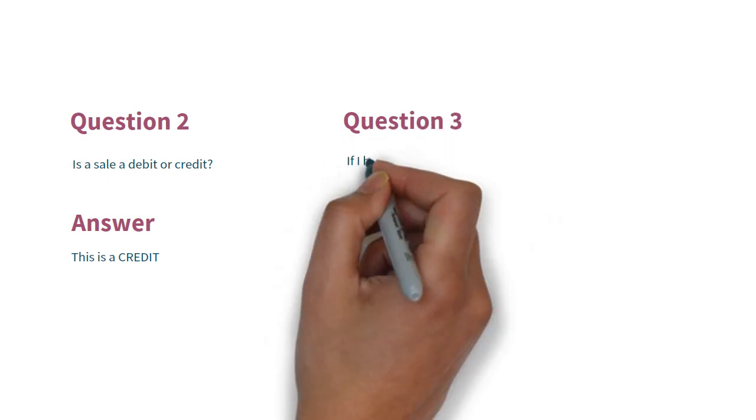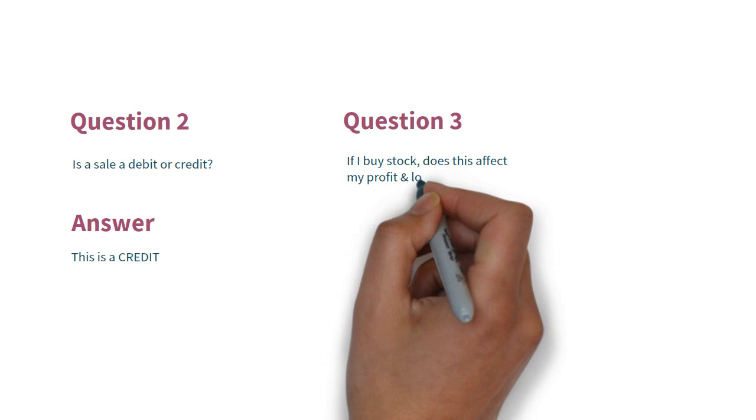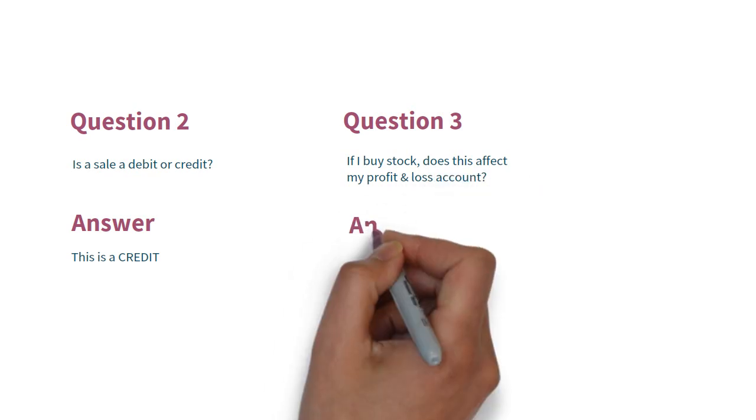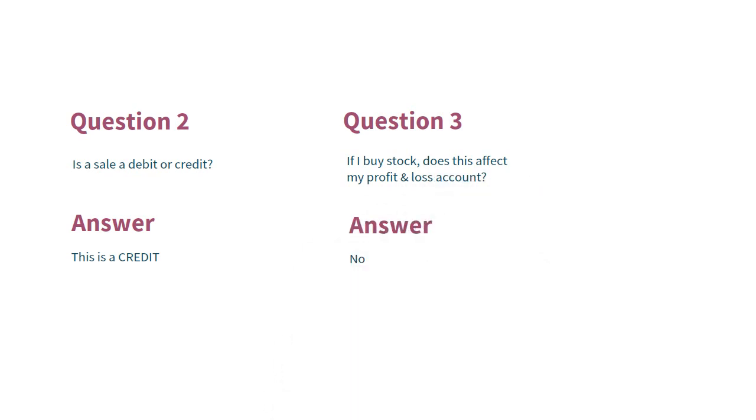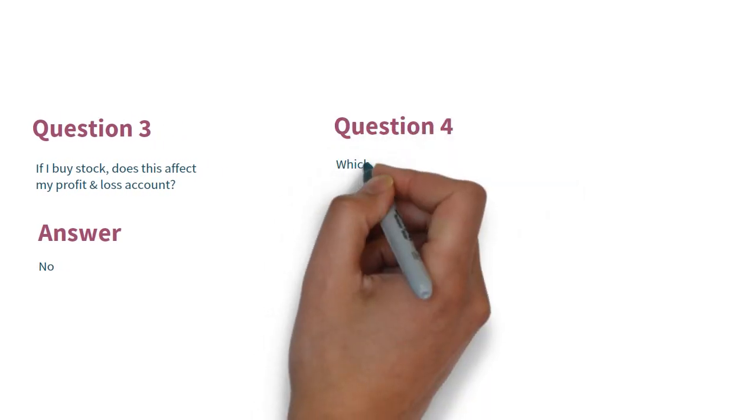Our third question. If you buy stock on behalf of the company, does this affect the profit and loss accounts of the company? The answer here is no. Buying stock does not affect your profit and loss account, as it will remain in your stock account in the balance sheet until such time as it's sold. When that element is sold, it will be transferred into the cost of sales, which will affect your profit and loss account at that point.